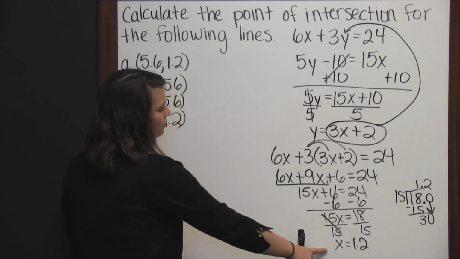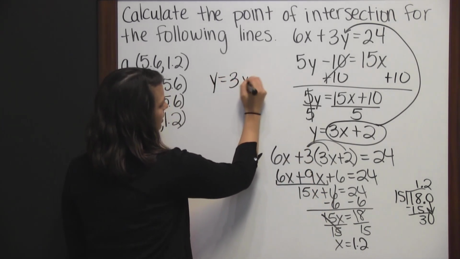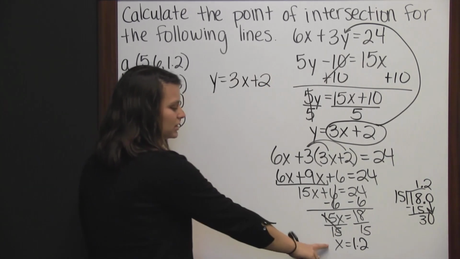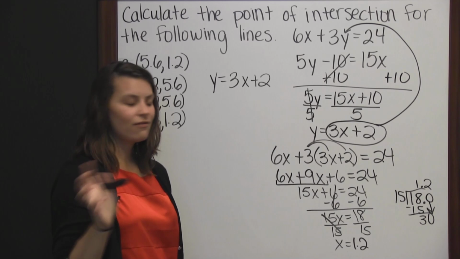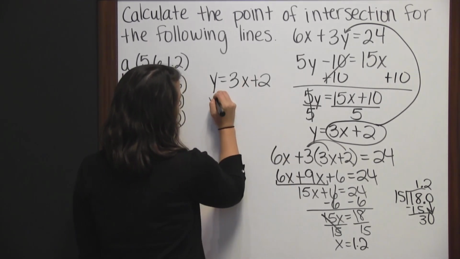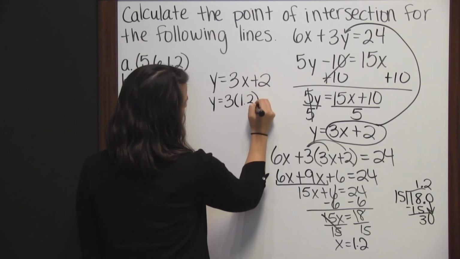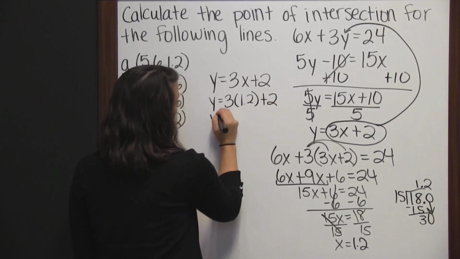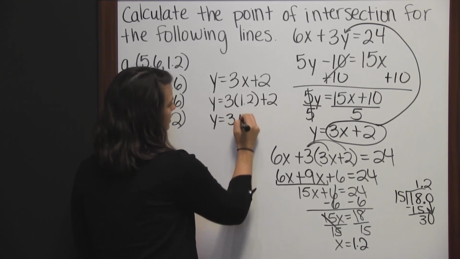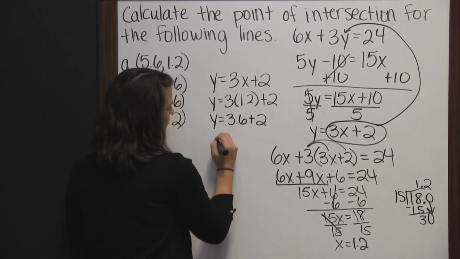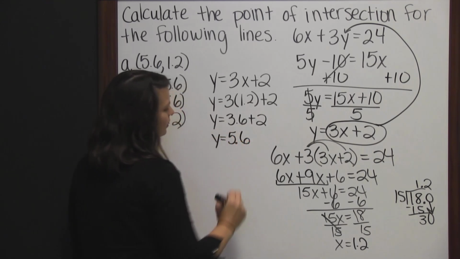Now that we know what x equals, we can use this equation, y equals 3x plus 2, and simply substitute what x is into this equation, and we'll have y. So I'm going to replace x with 1 2/10. So y equals 1 2/10 times 3 is 3 6/10 plus 2. So y equals 5 6/10.